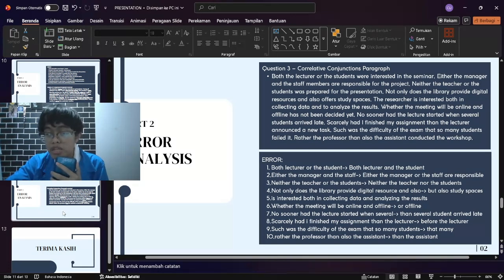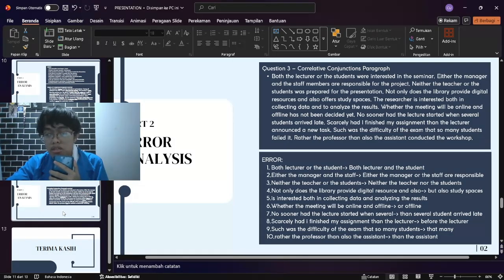Scarcely had I finished my assignment than the lecturer, change it to before the lecturer, because I personally think that before is more suitable in this context. And then the ninth, such was the difficulty of the exam that so many students, change it, so many students to that many students failed it, because the writer didn't explain that they didn't participate in the exam.